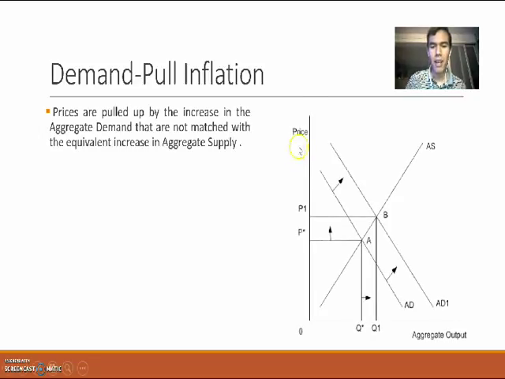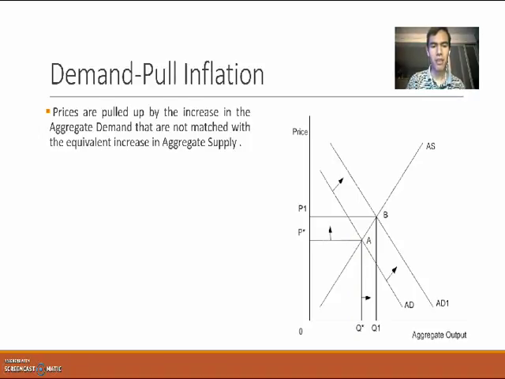Here we have it. Again, we have the level of prices and the aggregate output. We have the same initial point of equilibrium A, where is the intersection of the curve of aggregate supply and the aggregate demand. We have the level of prices P star, the equilibrium, and Q star, aggregate output in the equilibrium.